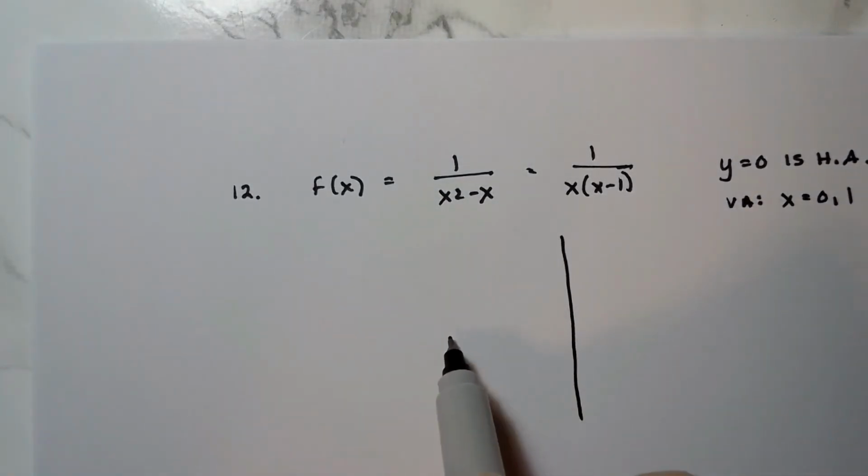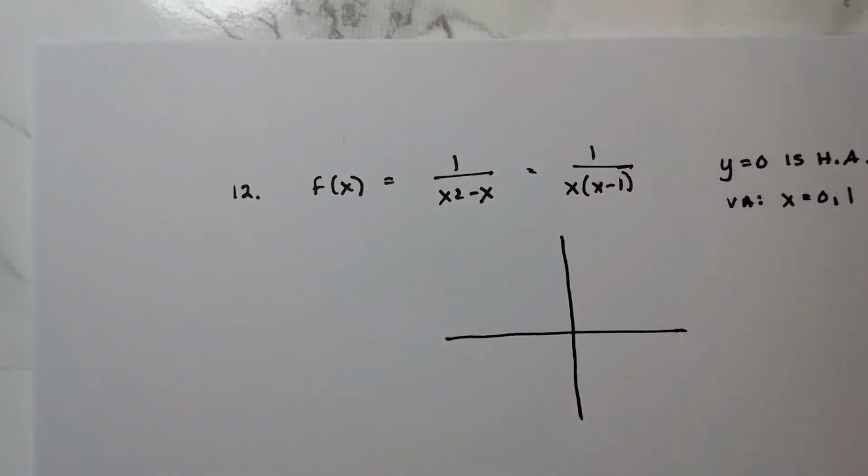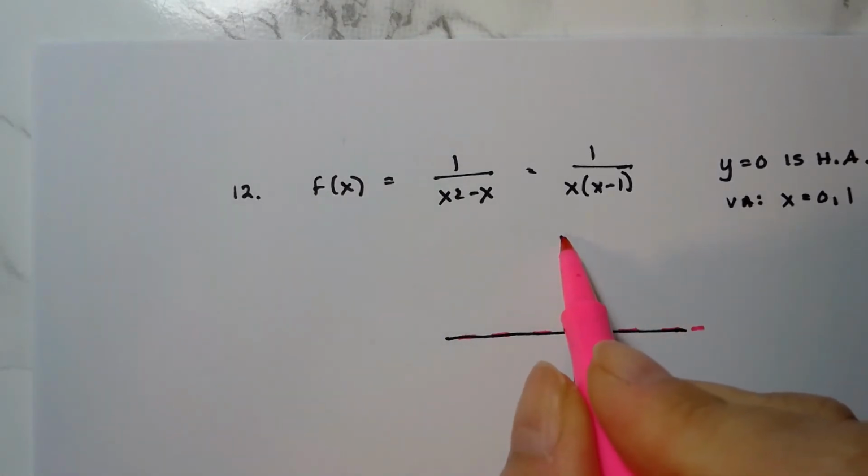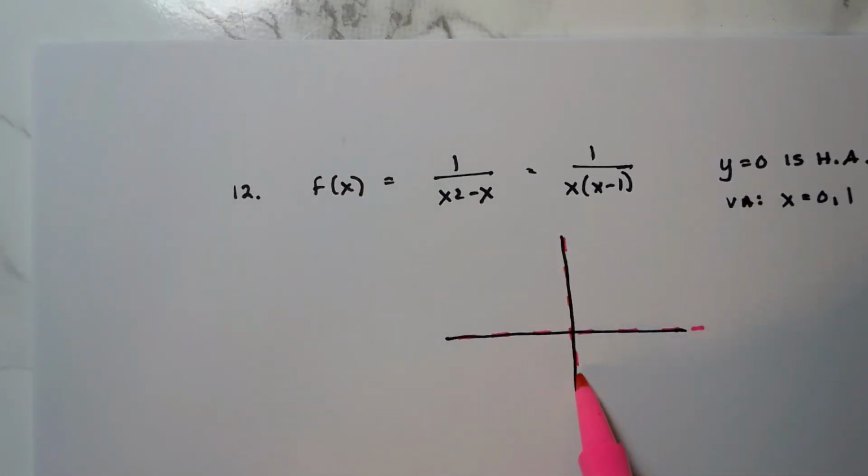So, here's my coordinate plane, and I know that the x-axis, y equals 0, is going to be a horizontal asymptote, and I also know the y-axis is going to be a vertical asymptote, and I'm going to have another vertical asymptote at x equals 1. Now, I may not know how to graph that thing. I might have to plug in some numbers, plot some points, and connect those points with a smooth curve, but we don't do that in calculus. We just wanted to know what they are, and there they are.